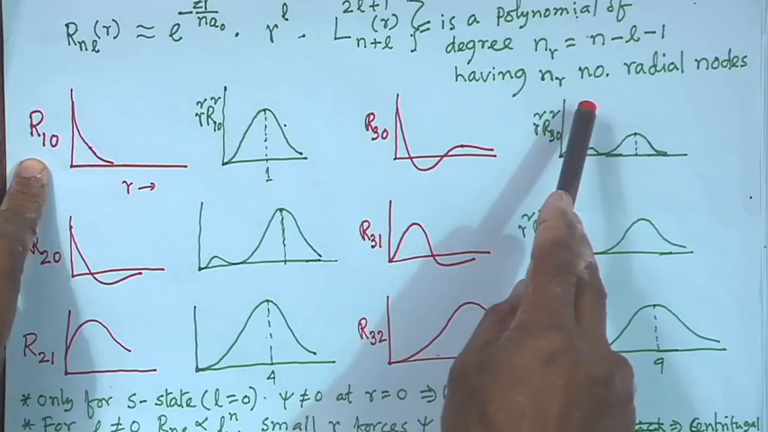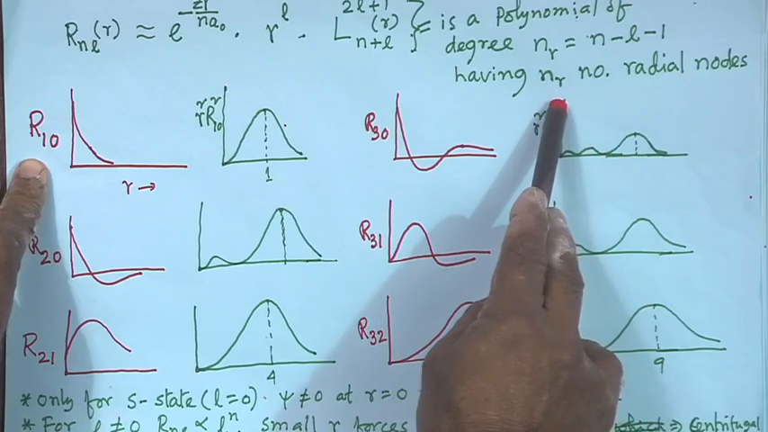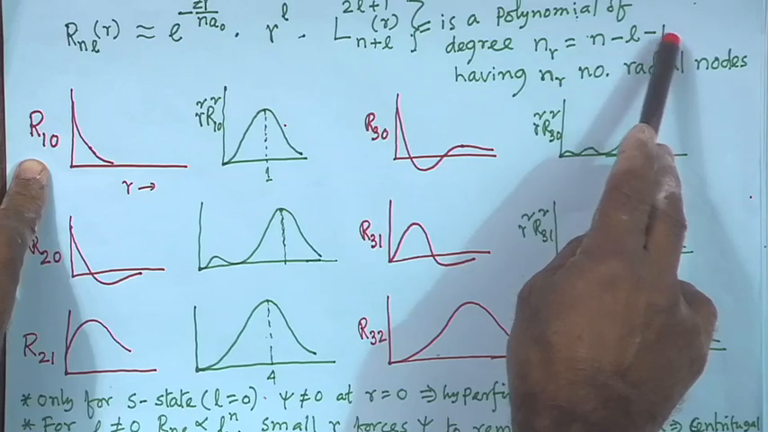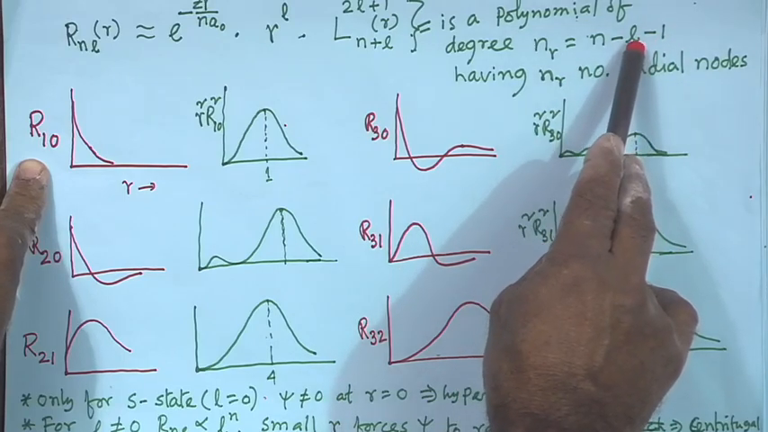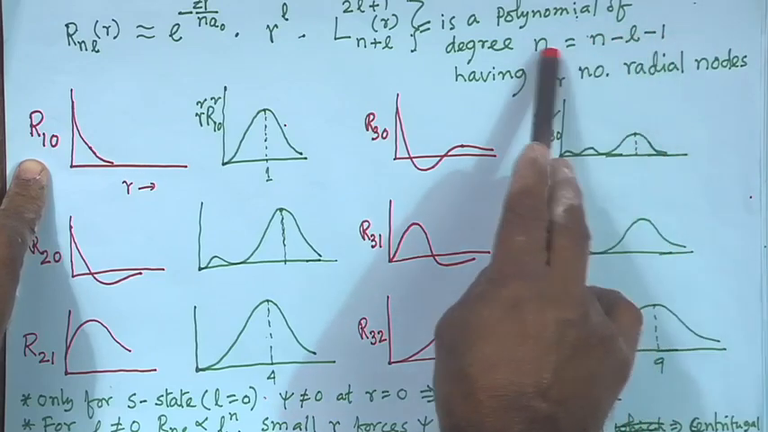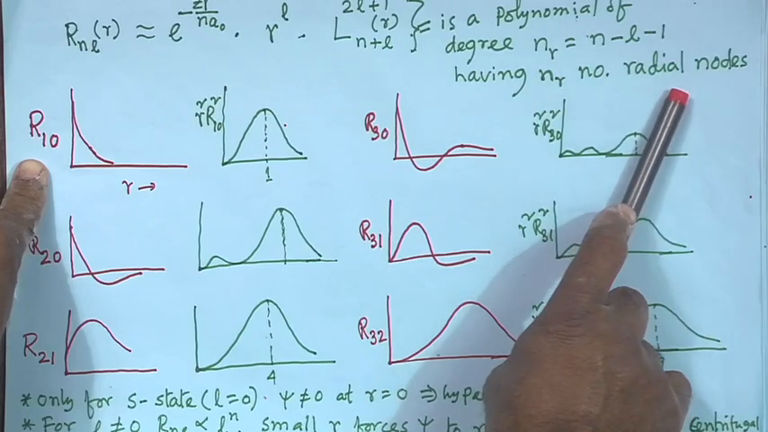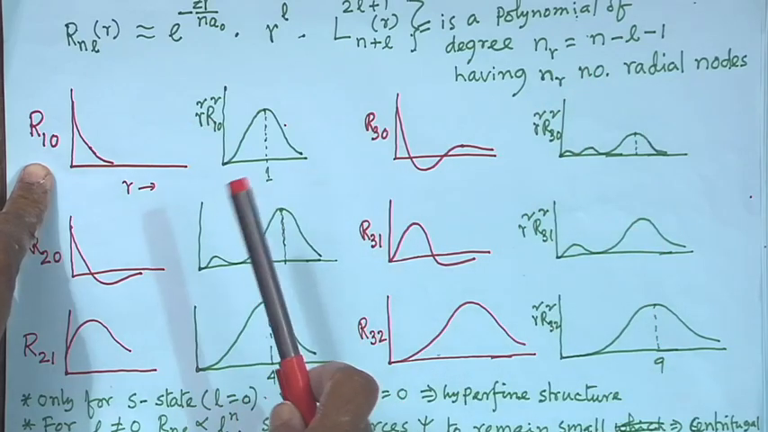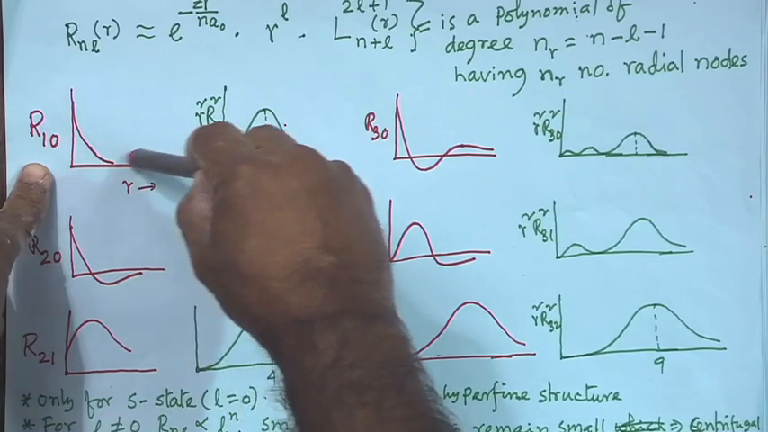So, what will be the NR? NR is equal to n minus L minus 1. So, n equal to 1, L equal to 0, so 1 minus 1 equal to 0. Okay. So, the number of nodal points will be 0 for this R N L, which means it will not cut the R axis, and that is what is happening.